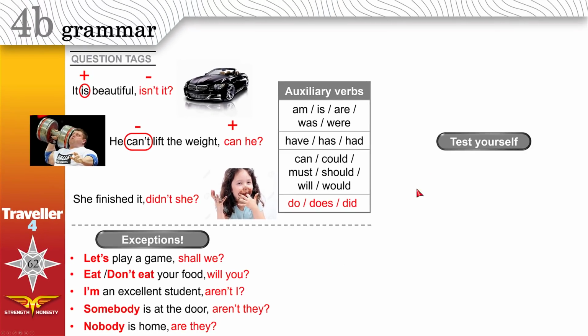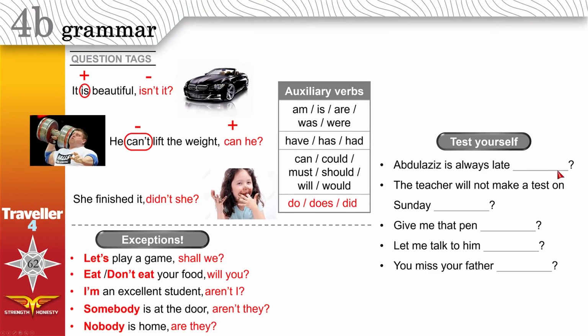Now here is a small test for you. Can you complete with question tags? Abdulaziz is always late. He is late. Isn't he? The teacher will not make a test on Sunday. The teacher, he, will not. This is negative, will not. We will say, will he? Give me that pen. Give, just like eat your food. Give me the pen. Will you?